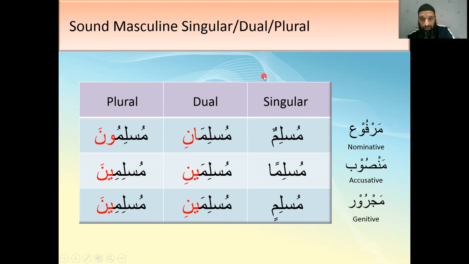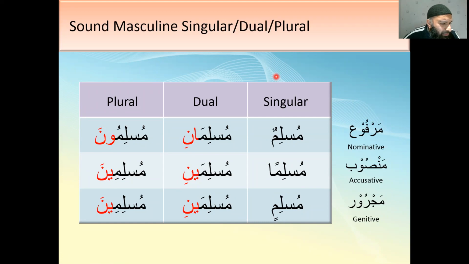So, as far as I understand, only marfu is different, and mansub and majroor are similar. That's right. Mansub and majroor for dual and plural are bang on the same. Okay, Jazakallah, I understand now. Barakallahu feek. Thank you. Okay, so we've done masculine now. Masculine is done. Ani and una is masculine marfu.